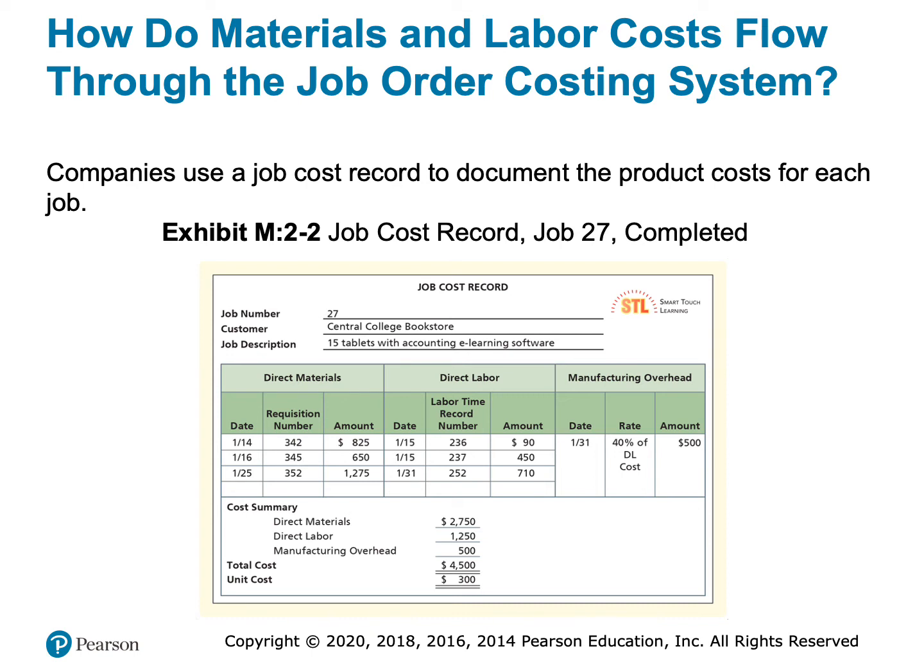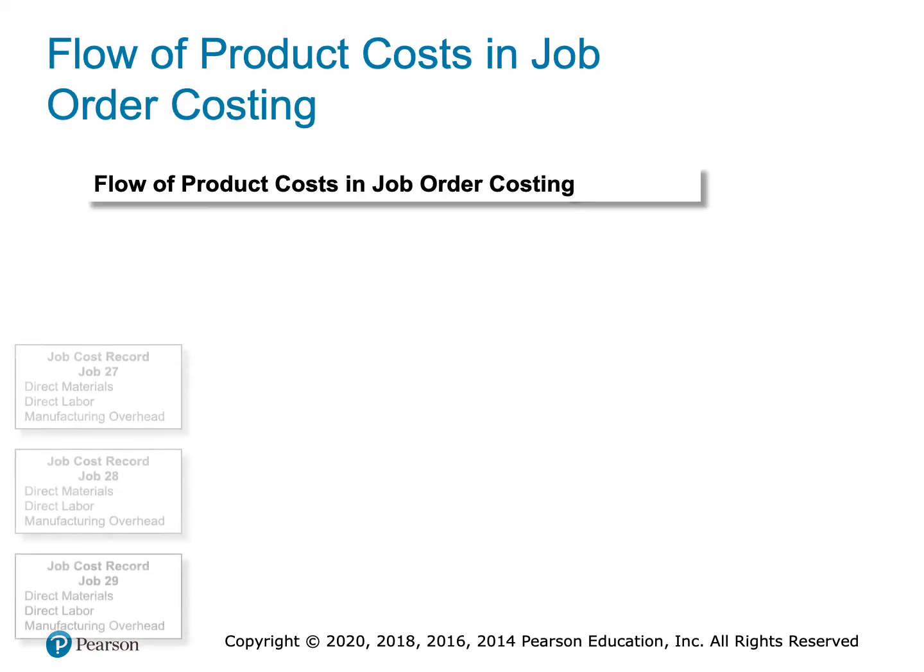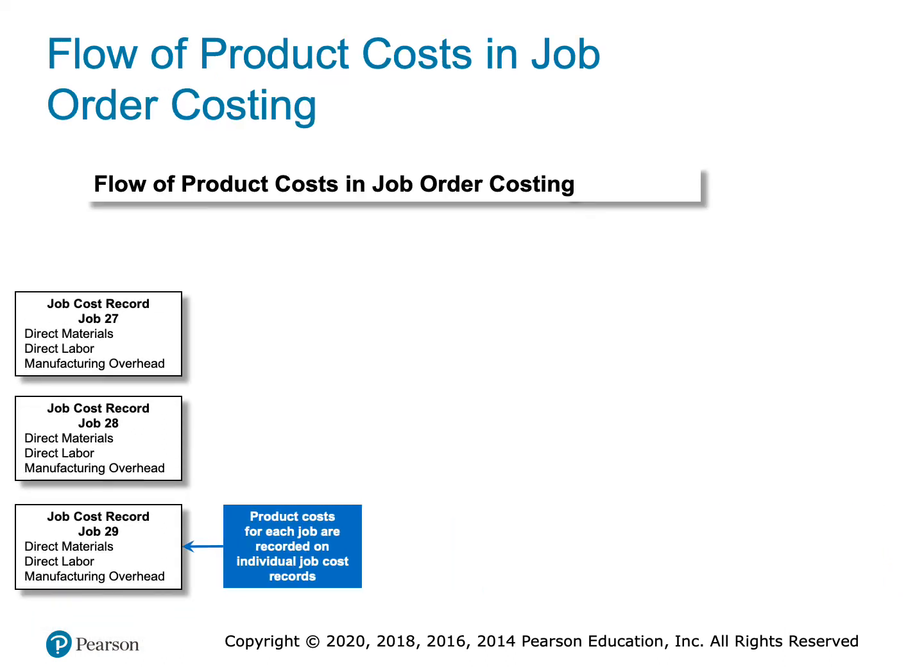So we're going to go through the journal entries and track how we came up with this job cost record. I want to point out just a couple of things. For every job that we're working on, we're going to have a job cost record, and that job cost record keeps track of the materials, labor, and overhead for that specific job.